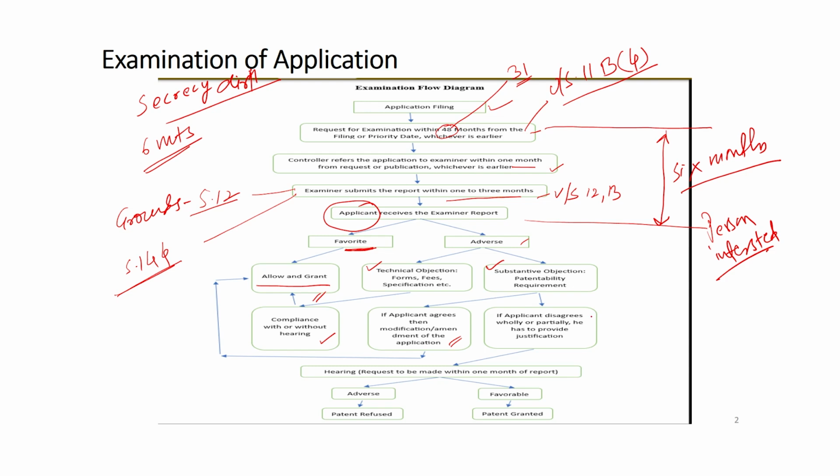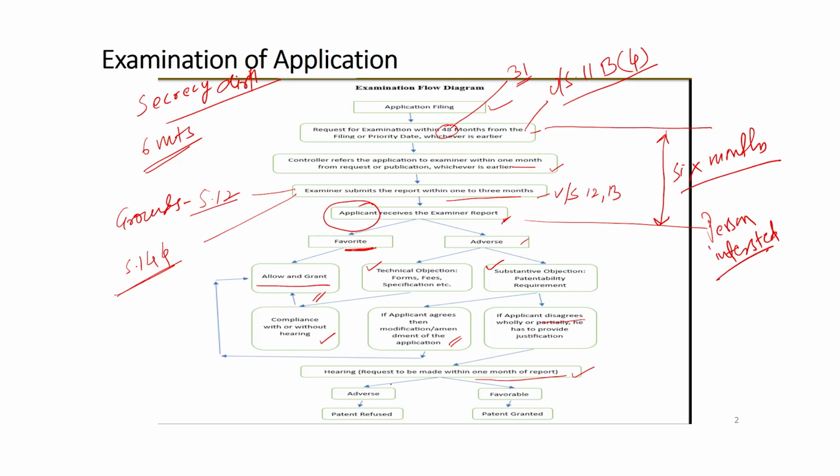But if the applicant disagrees either wholly or partially with whatever the examiner says in his report, then the patent applicant has to justify, has to present arguments in support of his disagreement. And that is a case where a request for hearing may be made. If the applicant disagrees, he can request a hearing, and his request for hearing must come within 1 month of the report of the examiner.